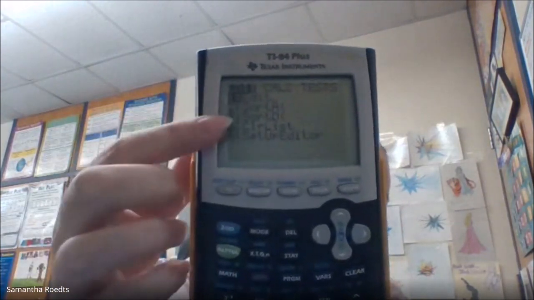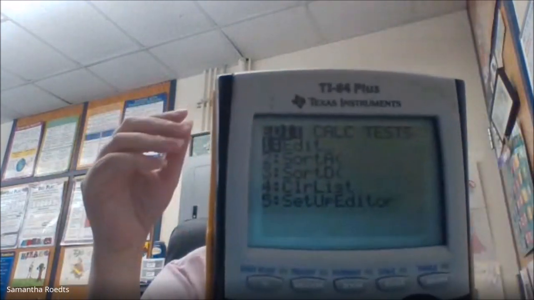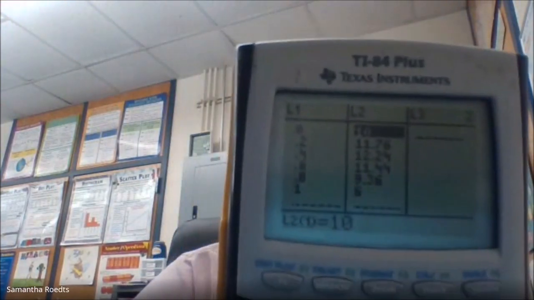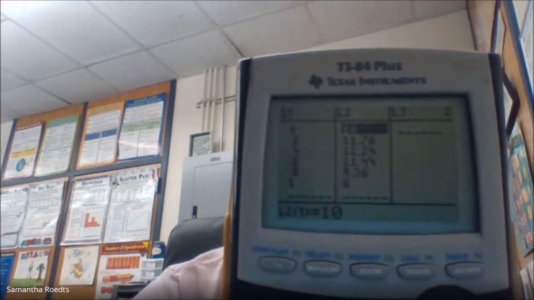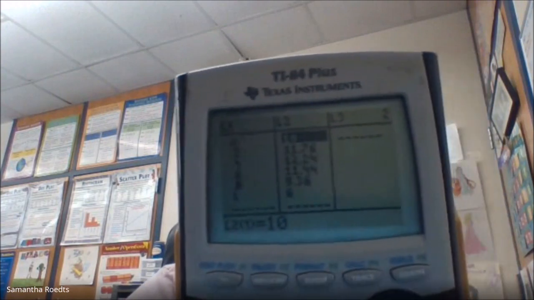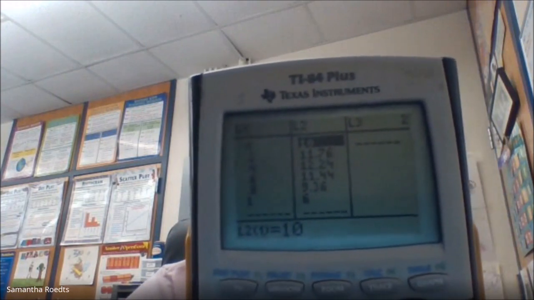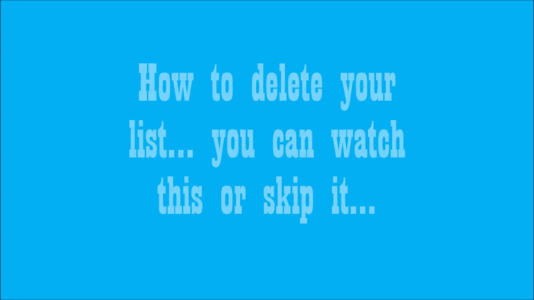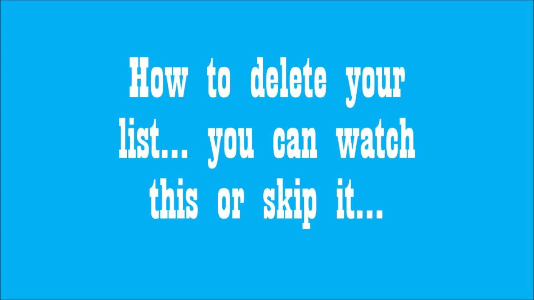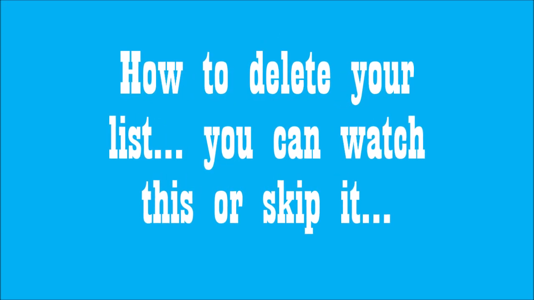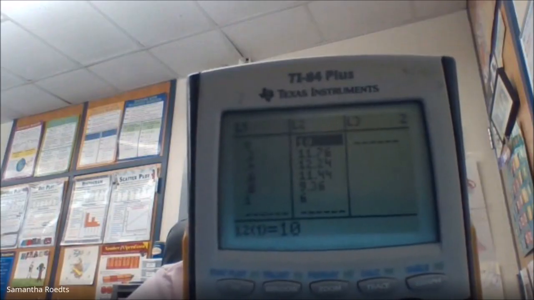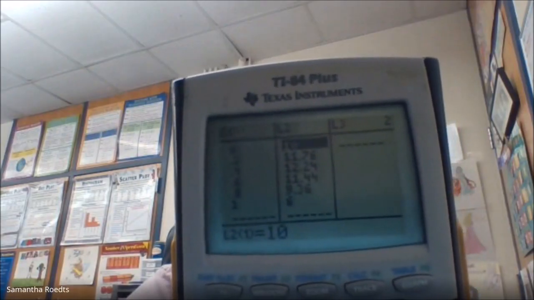Okay. Then it gives you this menu. We want to go for number 1, which says edit. So just click on number 1. It's going to give you this formula. I already have a list in here. This is for something else. So you can delete your list. You can do it by hand, or there's another way to do it, and I can show you that too.